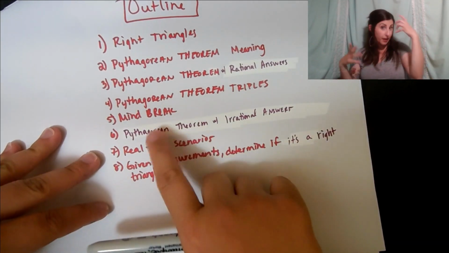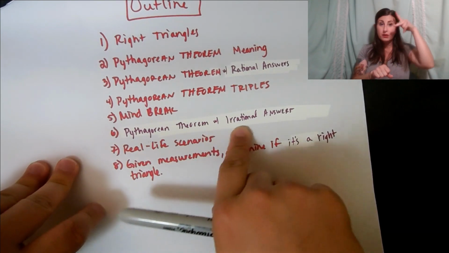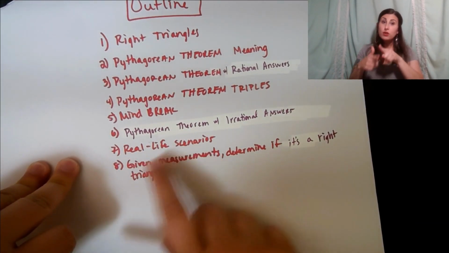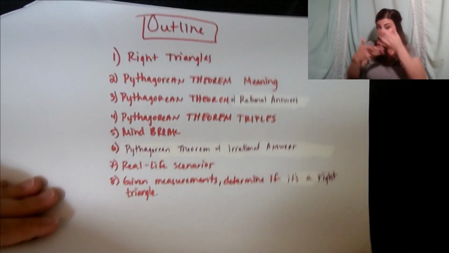We did the mind break, and now we're going to go on to looking at examples with the Pythagorean theorem with irrational answers. Then we'll look at real life scenarios. Then if given measurements, can you tell me if it's a right triangle or not using the Pythagorean theorem?